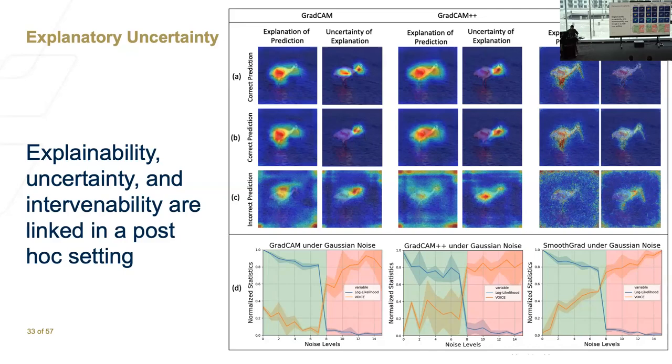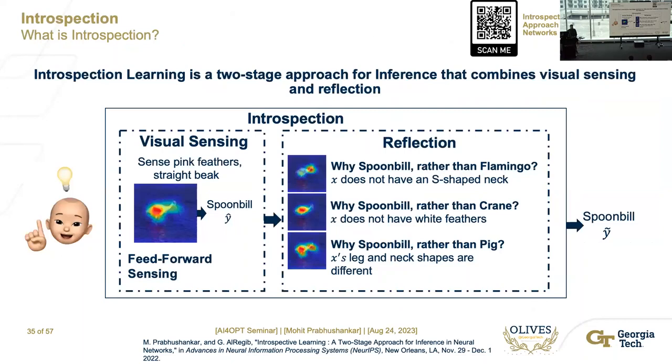Now, I started with robustness, and I do want to bring robustness back. How do we use all this information in order to do this kind of introspection? Because if you want a robust neural network, usually in literature we think that the more explainable a neural network is, the more robust it's going to be. But I'm trying to say it is not.